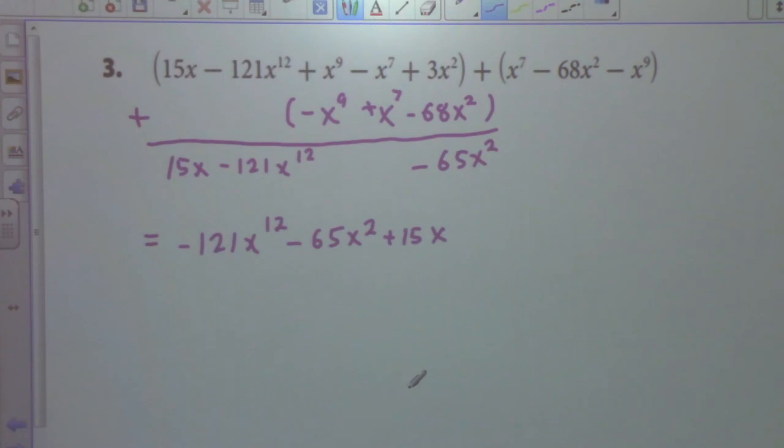Okay? Yep. And just as a follow-up, what's going to be our degree and leading coefficient of this thing? Our degree is going to be 21. 12. 12, what? Where'd you get 21 from? I don't know. You got the two numbers. 12. Yeah. And what about our leading coefficient? Is it going to be negative 121? Negative 121 is our leading coefficient. Okay, good. Good job.